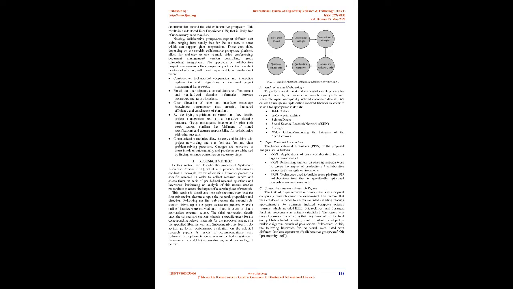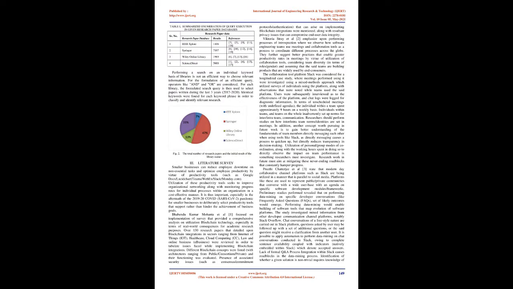The task of paper retrieval is complicated since original computing research cannot be overlooked. The method that was employed in order to search included crawling through approximately 5+ common indexed computer science journals, which included IEEE, Science Direct, and Springer. Analysis problems were initially established. The reason why these libraries are selected is that they dominate in the field and publish scholarly content, much of which is subject to multiple rigorous rounds of peer review.